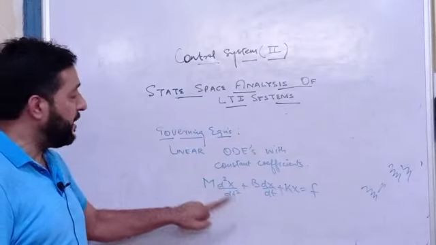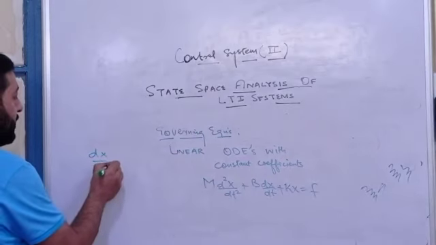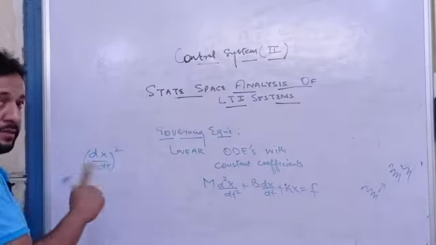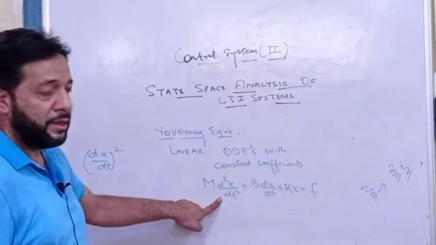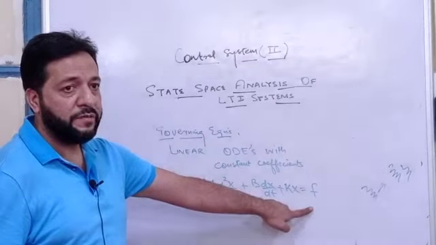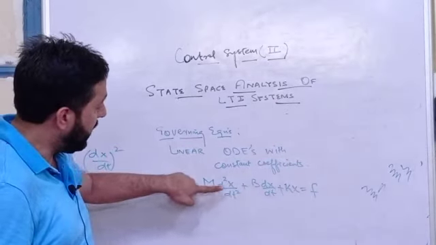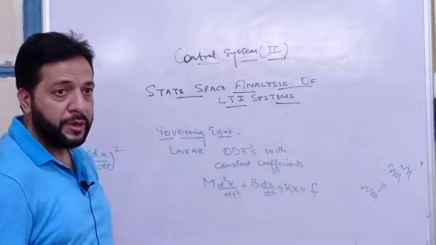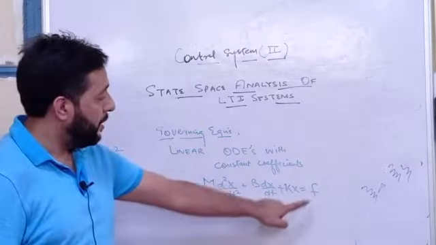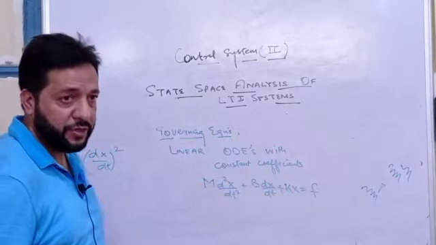Had it been like this, then it's non-linear. Are you getting me? This is linear. This is a linear ordinary differential equation with constant coefficients. Which are the coefficients? These ones, m, b, k. They are all constants. F is the input, x is the output. F is the force, it's the input.